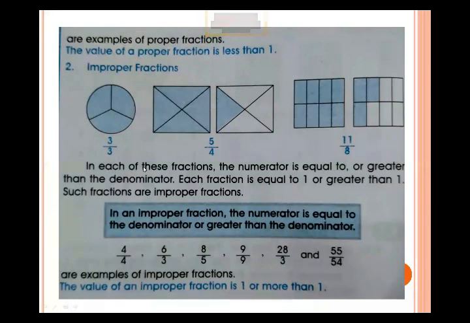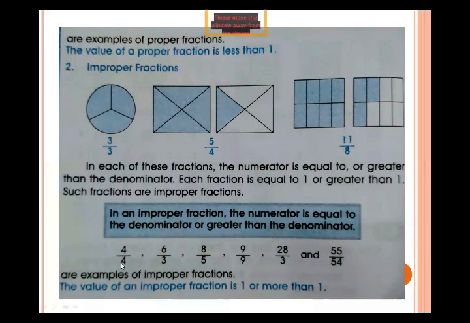In each of these fractions, the numerator is equal to, like this one, or greater than the denominator. Each fraction is equal to 1 or greater than 1. Such types of fractions are improper fractions. Or in short, we say, in an improper fraction, the numerator is equal to the denominator, like this one, or greater than the denominator. It is called an improper fraction.